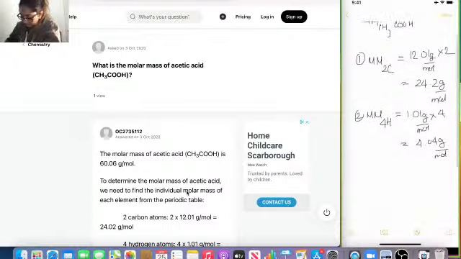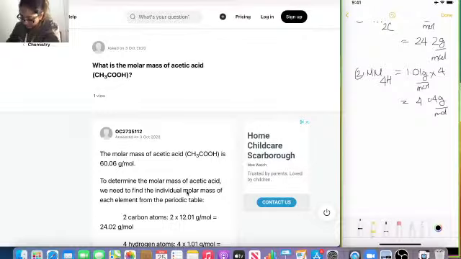And the second last step would be to calculate the molar mass of the two oxygen atoms. The molar mass of 1 oxygen atom is 16.0 grams per mole. We have 2 here, so it would be 32.0 grams per mole.